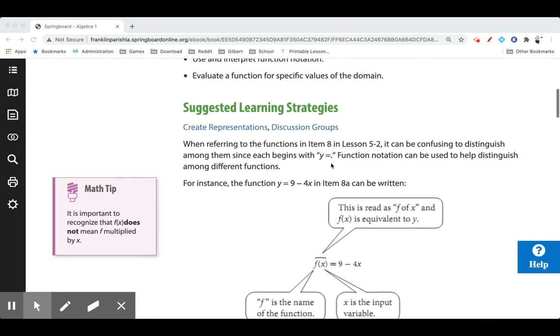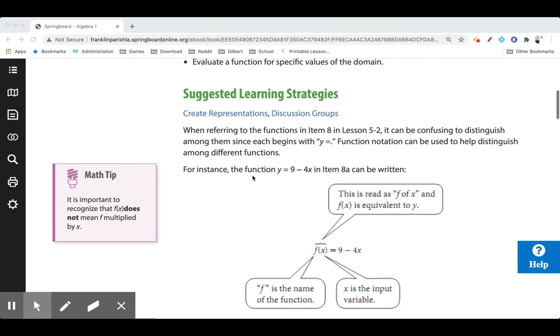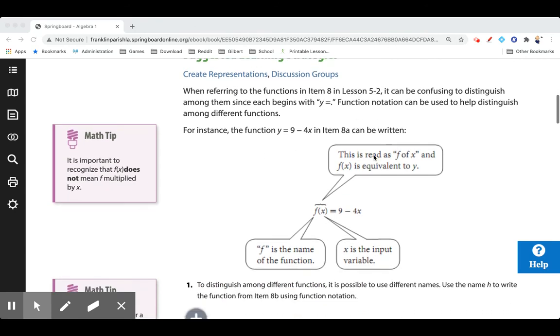So let's look at it. When referring to the functions in item 8 in lesson 5.2, it can be confusing to distinguish among them since each begins with y equals. Function notation can be used to help distinguish among different functions. For instance, the function y equals 9 minus 4x in item 8a can be written instead using the f of x notation, f of x. And we just replace the y with this notation instead.